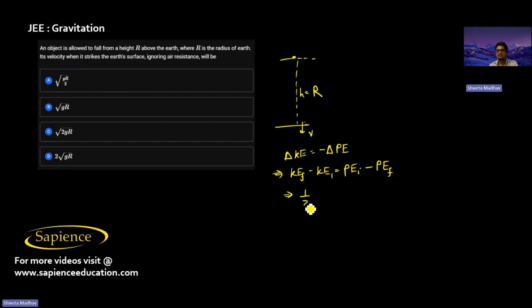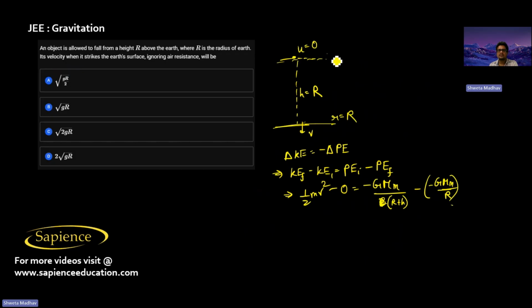So final kinetic energy is half mv square, and it is allowed to fall from a height, so here initial velocity is 0. So half mv square minus 0 is equal to the initial potential energy, which is minus GMm by r, where r is r plus h, minus of minus GMm by r. So it is minus GMm by r, since when it reaches the earth's surface, then r is equal to r. And when it is at a height, then r is equal to r plus h, which is 2r here.